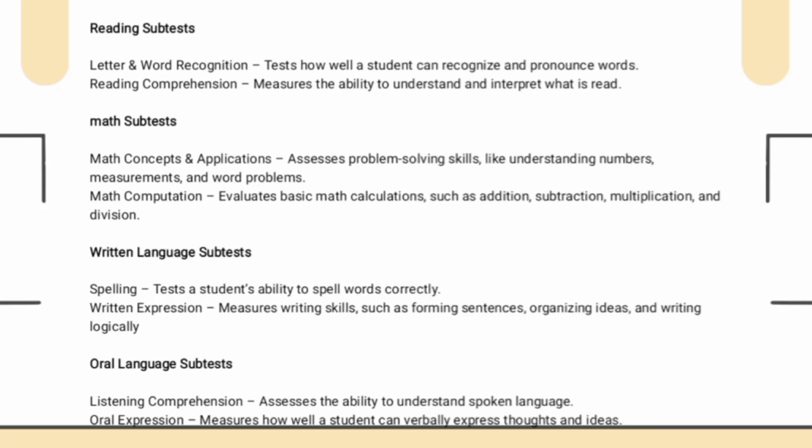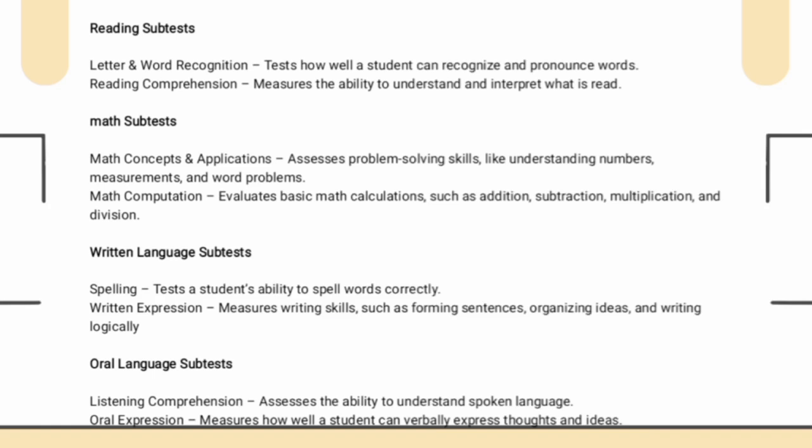Reading subtests. Letter and word recognition tests how well a student can recognize and pronounce words. Reading comprehension measures the ability to understand and interpret what is read. Math subtests. Math concepts and applications assess problem-solving skills like understanding numbers, measurements, and word problems. Math computation evaluates basic math calculations such as addition, subtraction, multiplication, and division.